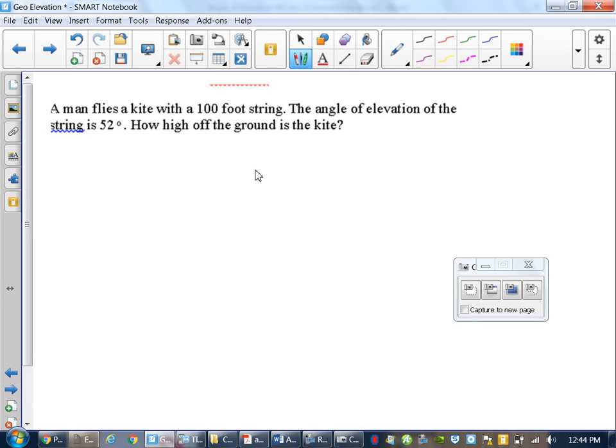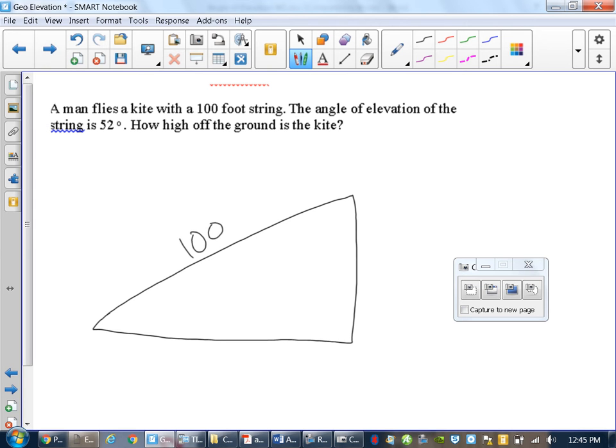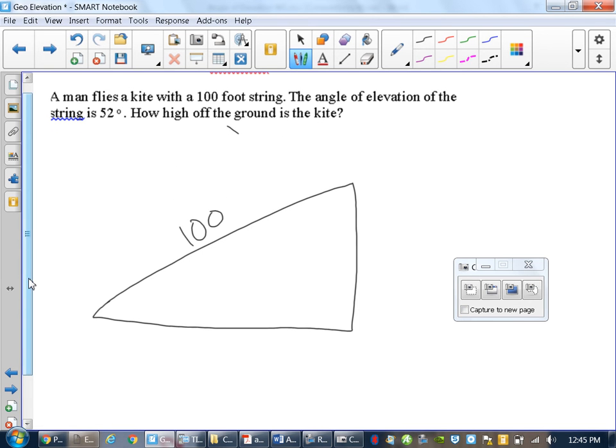You're talking about the kite string being 100 feet long. Which part of this do you think that is? The horizontal, the vertical, or the hypotenuse? Hypotenuse. In this case, we're talking about kite string, and kite string is holding the kite. It says that it is so many degrees off the ground. What angle do you think that is? The bottom one or the top one? Bottom. Angle of elevation from the ground.